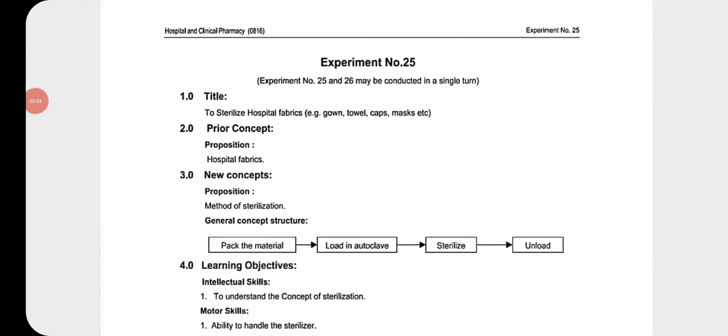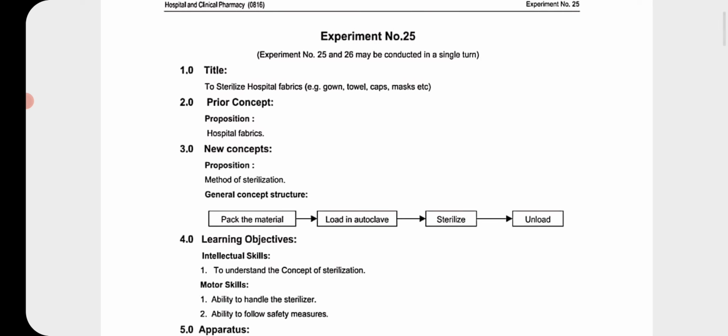Good morning, students. We will discuss the next experiment, number 25. The title of this experiment is to sterilize hospital fabrics, for example gowns, towels, caps, and masks.